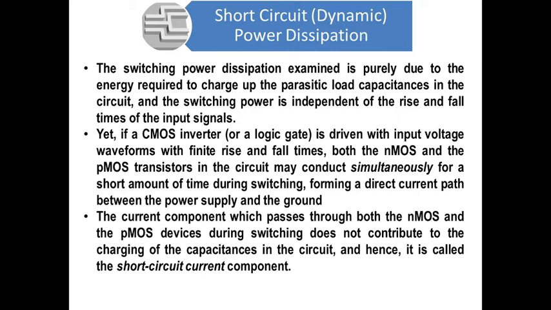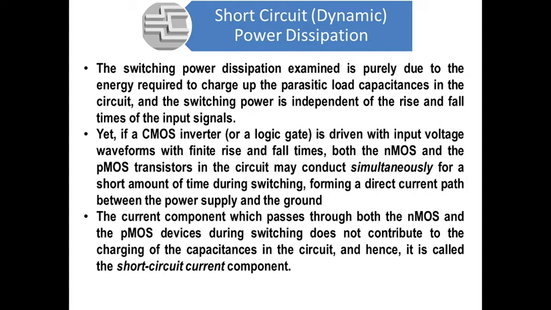Now when you move towards short circuit power dissipation, you have to think about what kind of input signal you are applying. Of course, this is a digital circuit, so we apply digital input, but the square wave you are going to apply has finite rise and fall times. Because of these finite rise and fall times of the input signal, both the transistors of the CMOS inverter circuit will conduct simultaneously for a short amount of time during switching, forming a direct current path between the power supply and the ground.